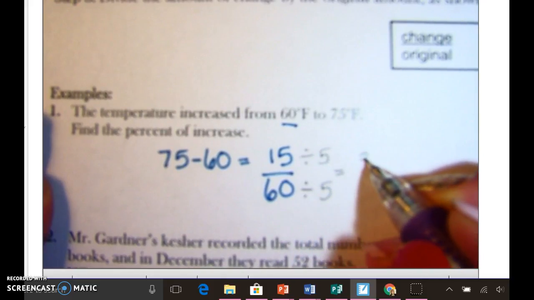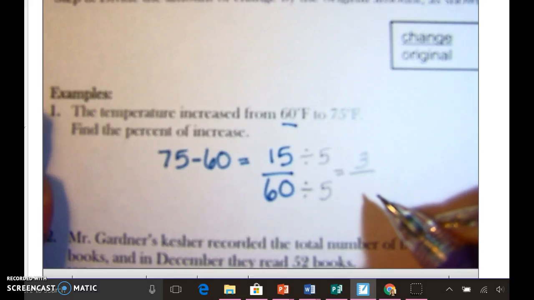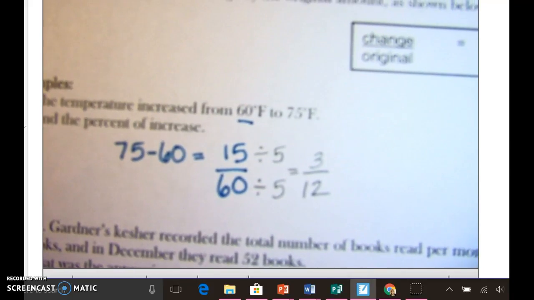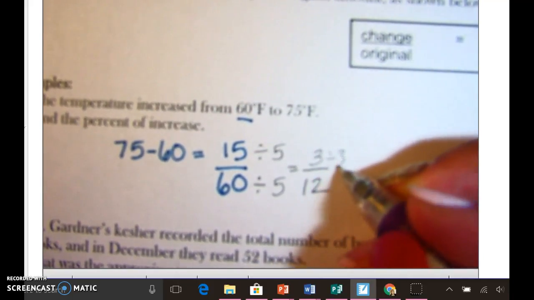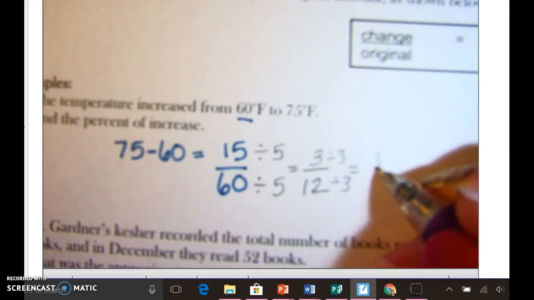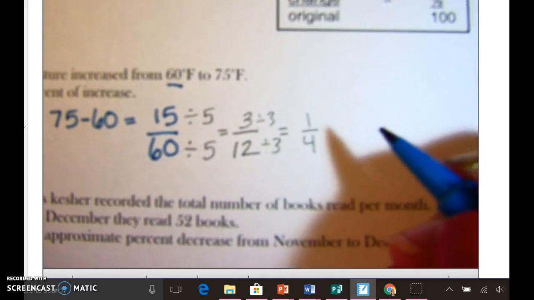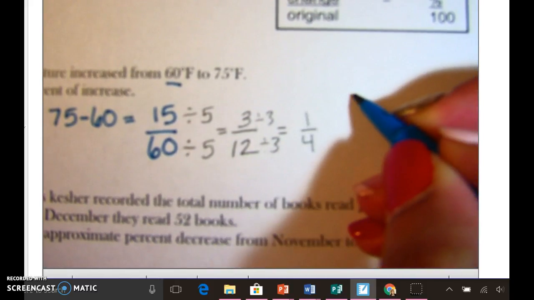5 goes into 15 3 times. 5 goes into 60 12. Is there anything that goes into 3 and 12? 3. 1/4. If you know what 1/4 is as a fraction and as a decimal and as a percent, then you saved yourself a lot of work. But if you don't, now you have a small enough number that you can divide the bottom into the top.